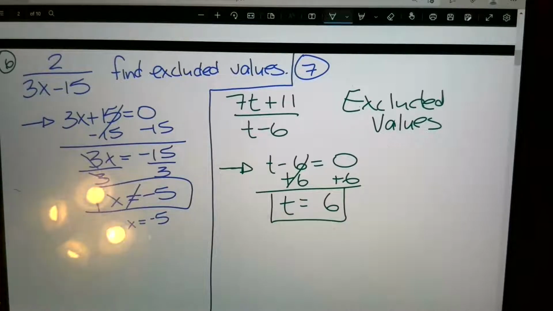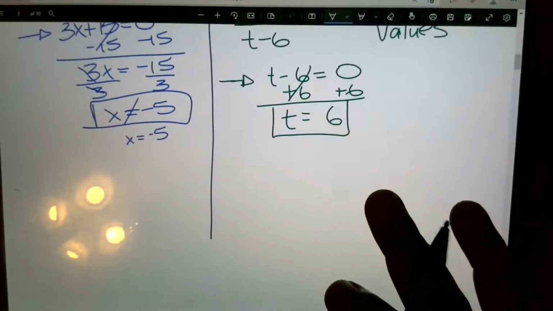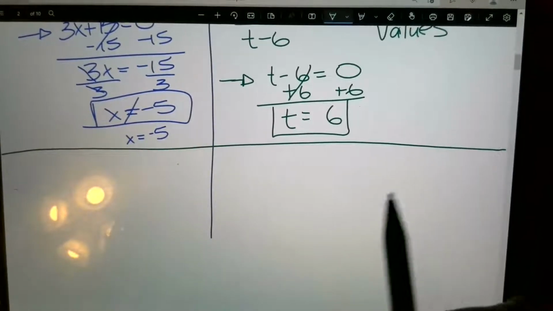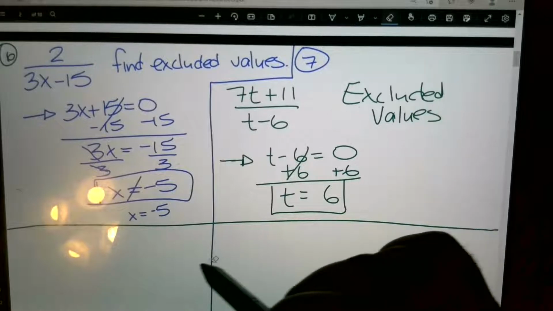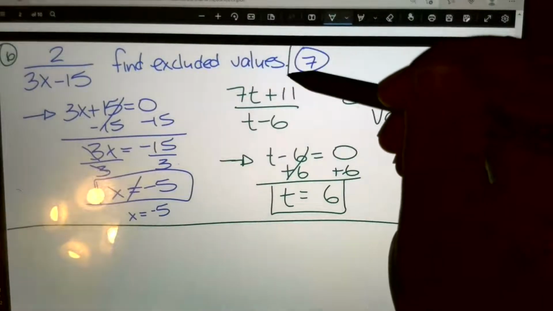So the next question is actually 6 parts, but you're telling whether a graph is a function or not. Functions pass the vertical line test. The vertical line test is basically if you, well, not basically.